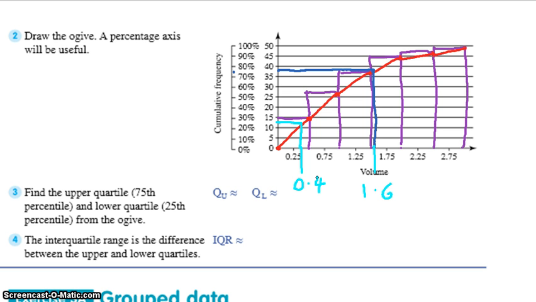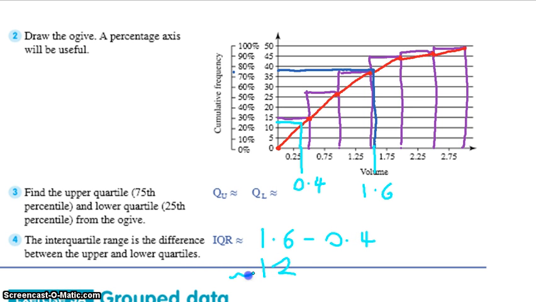Alright, so then how do you work out your IQR? Interquartile range, the range of the two. You take QU minus QL, upper minus lower. So 1.6 minus 0.4 gives us an IQR of 1.2.